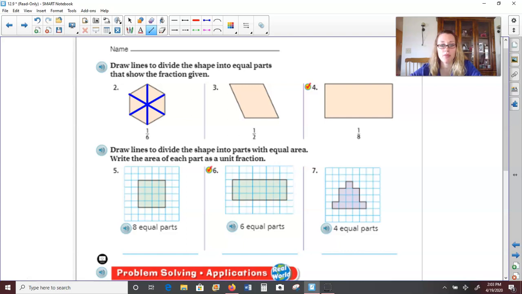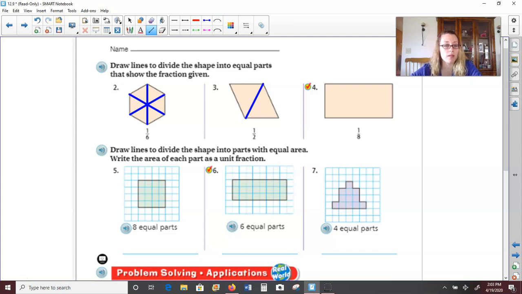All right, number 3, they want us to take our quadrilateral here, or a parallelogram, and divide it in half. So that means we want to have 2 parts that are equal. So I'm going to draw a diagonal line to create 2 of the same shapes within this quadrilateral, and those 2 new shapes have the same area, and they are both triangles.